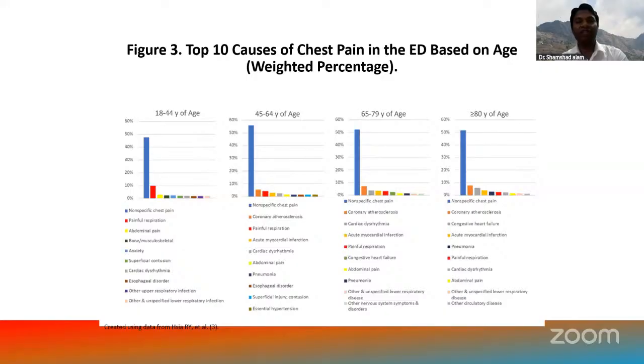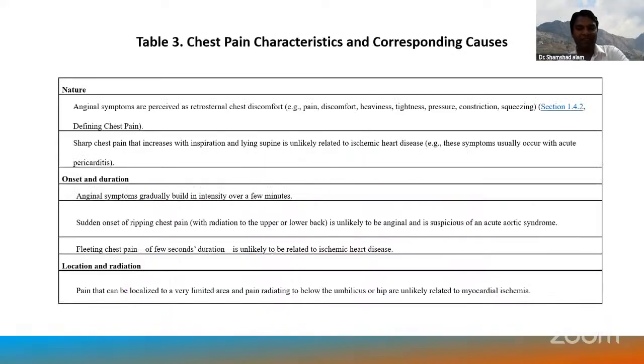Different kinds of chest pain causes have been stratified depending upon the age. This is a flow chart. This is a bar diagram which shows which group presents with which kind of chest pain. So you can say non-specific chest pain is still the most commonly presenting symptom. Now, these are the characteristics.